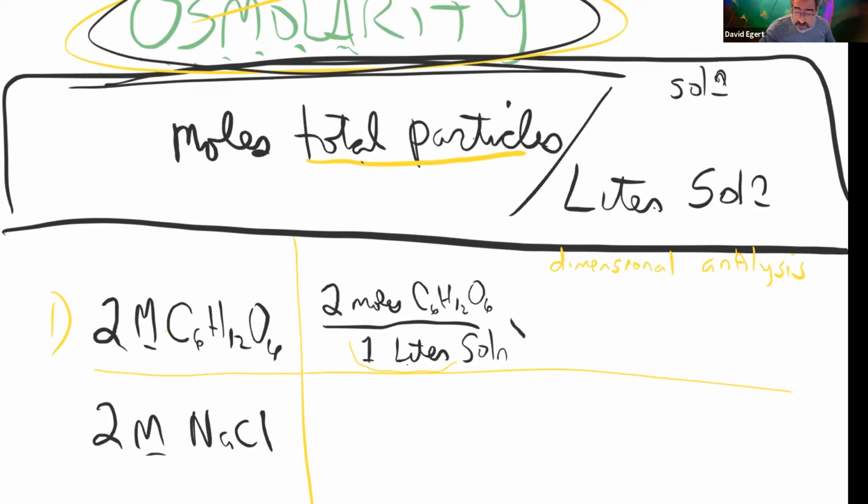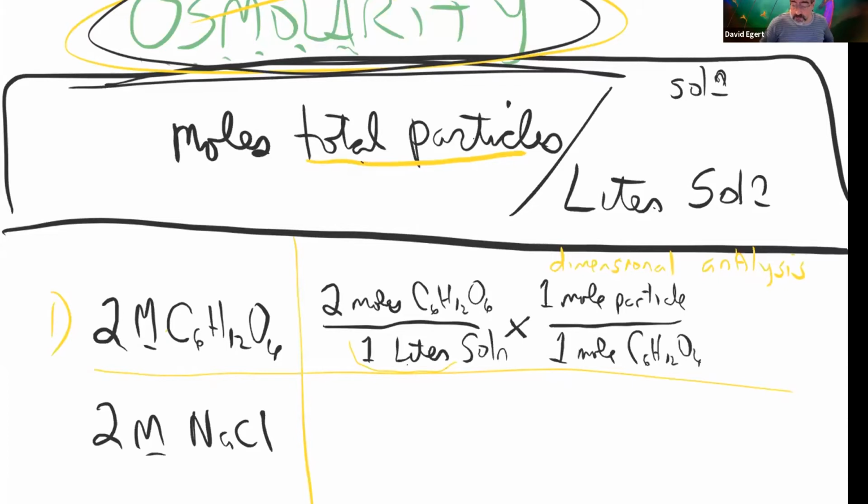So my conversion here is going to be 1 mole of particles is the same as 1 mole of glucose, right? Because the glucose does not dissociate. So if I have a mole of glucose, I have a mole of particles. A mole is just a number of them. If I had 10 glucoses, I'd have 10 particles. If I have 6 times 10 to the 23rd glucoses, I have 6 times 10 to the 23rd particles.